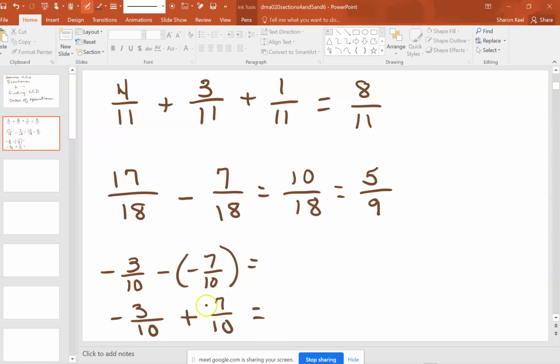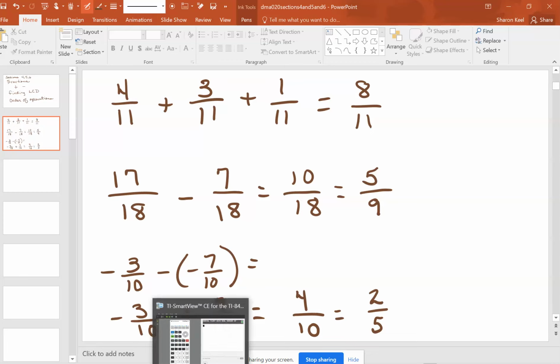So we find the difference with the 7 and 3, which gives us a difference of 4. The 7 has a larger absolute value, so we're going to use the sign for that one, which makes it a positive 4 tenths. And yet again, for the same problem, they're both even. We can reduce this to 2/5. So when you have the same denominator, you can just simply add and subtract the numerators and then simplify.